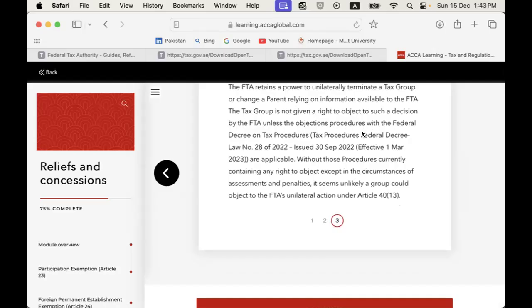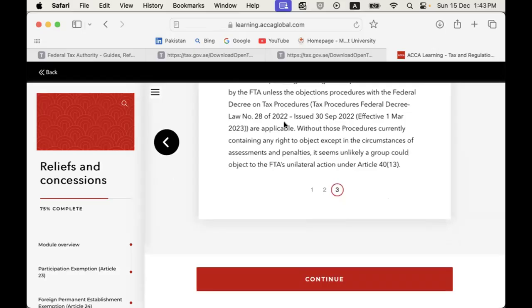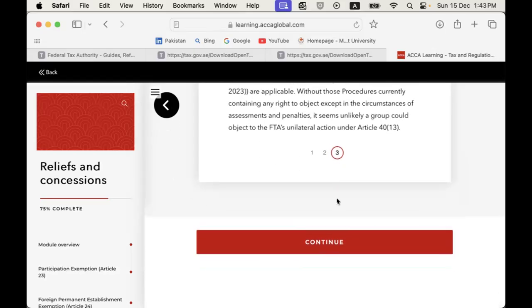the objection procedures are available under the federal decree on procedures. There's a law, number 28 of 2022, called the Tax Procedures Law. Only under this law can you raise a grievance with the FTA. Those procedures currently do not contain any right to object except in the circumstances of assessments and penalties. It seems unlikely that a group could object to the FTA's unilateral action under Article 14.